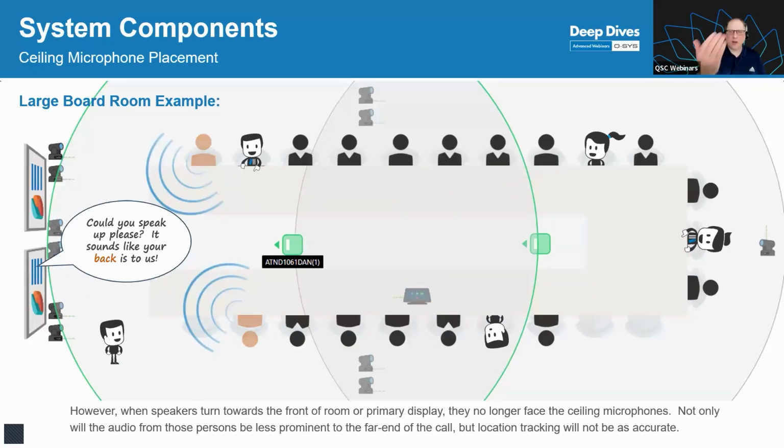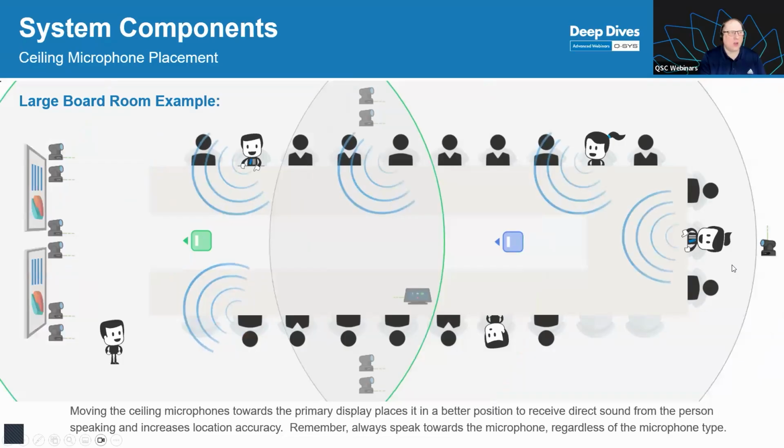If you're not speaking directly into the ceiling microphone, then it's going to get a reflection off of maybe a large format LED screen, large LCD screen, windows, walls, that sort of thing. So we want to make sure that we position those microphones so that we're getting the best coverage we can for our application. In this case, our application is video conferencing.